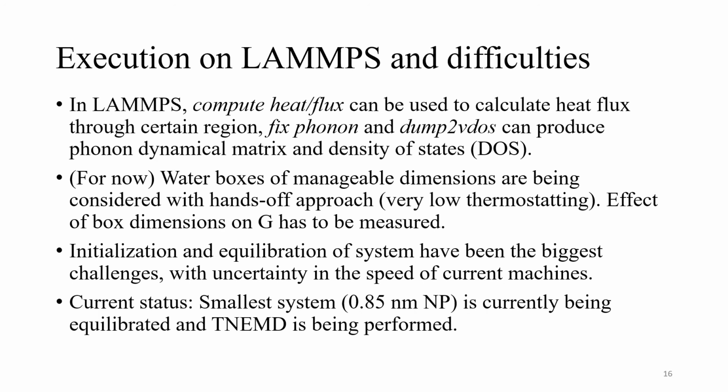And currently, I don't know the reason why, but the system that I'm running on is running slower than it used to. I have data files and input files that can be run for every system size that we want to see, such as 0.85 nanometer and 1.5 nanometer. But since equilibration and running the system is taking a long time currently, we are trying to see how we can fast forward the system.